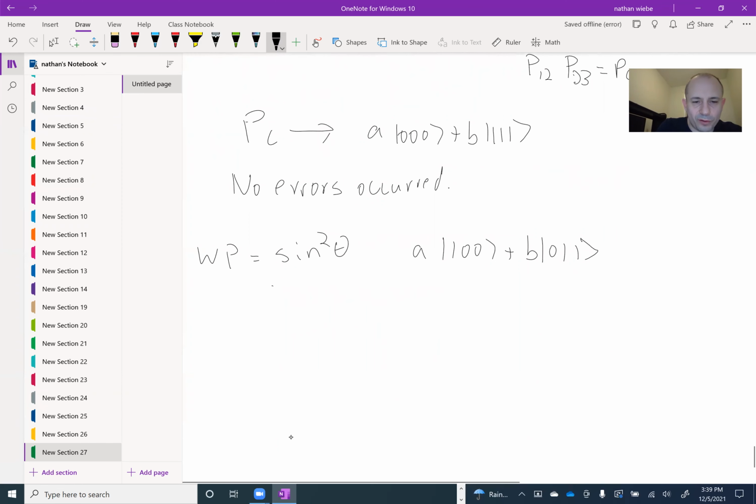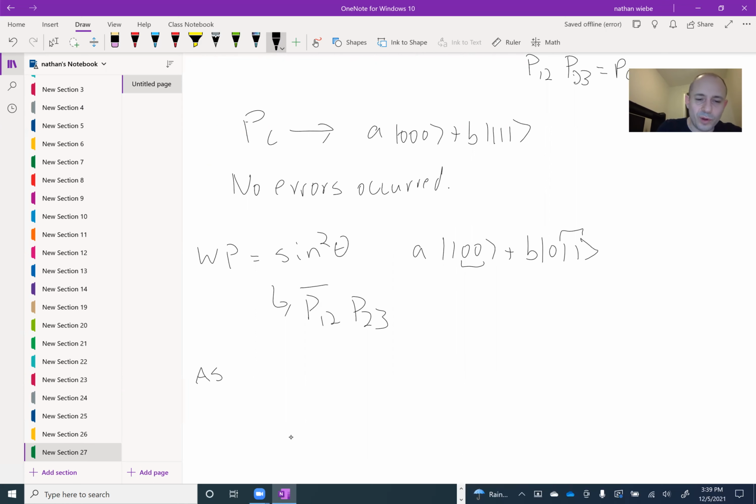Which corresponds to applying P12 bar, P23. Now, there's no possibility of P23 bar, because these states, even in their erroneous form, have even parity for the second two. So the probability of measuring those two bits to be the same is 100%, because there's no possible quantum state in the superposition that doesn't have the same parity for those two bits. So we end up getting a probability of sine squared theta of this particular error happening.